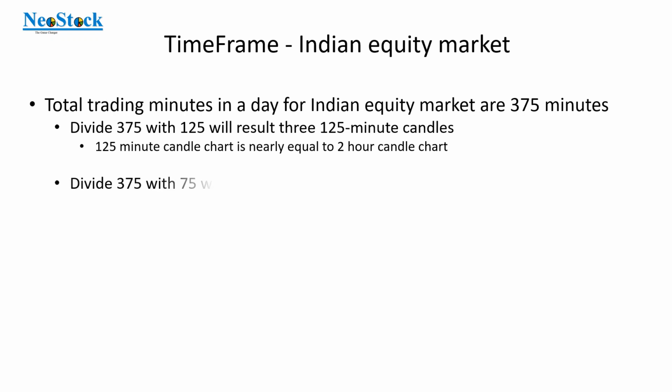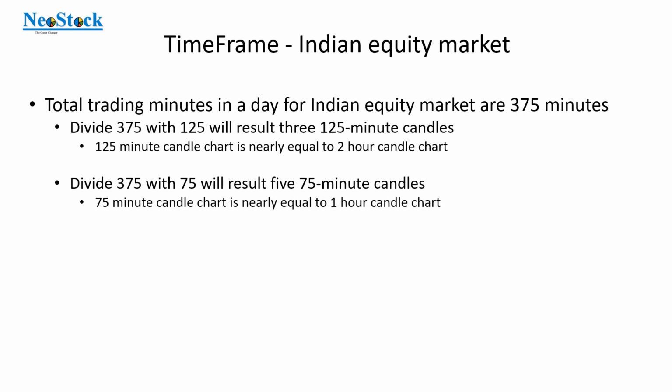Similarly, divide 375 by 75 minutes. That will result in 5 candles of 75 minutes. This can be used instead of the 60 minute or 1 hour candle. Whenever somebody says 1 hour chart, you can refer to the 75 minute chart, because the 75 minute candle chart is nearly equal to the 1 hour candle chart. It is not exactly equal, but nearly equal.